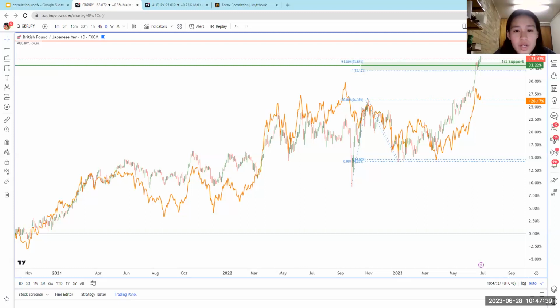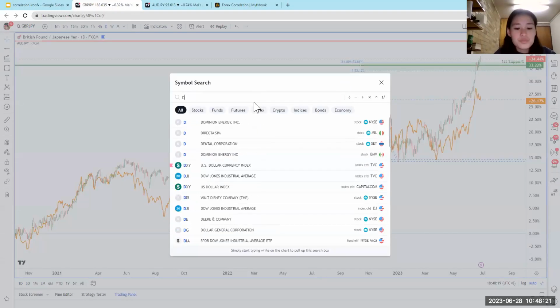Let me know if there are any questions or if you guys have any other specific currency pairs you'd like to see. Okay, we've done a lot of Forex currencies. Maybe let's go ahead and take a look at some commodities and indexes. So the dollar index and gold are typically negatively correlated. So we can take a look at both of these charts now.